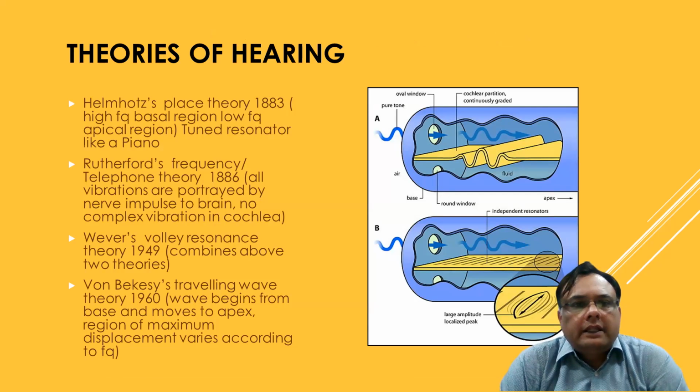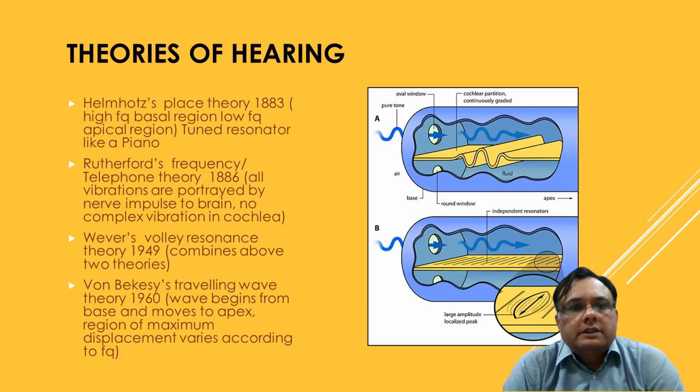Theories of hearing. There are different theories for hearing. First is Helmholtz theory, placed in 1883. High frequency basal region, low frequency apical region. Tuned resonator, like Rutherford's theory, proposed in 1886. That is also known as the telephone theory.